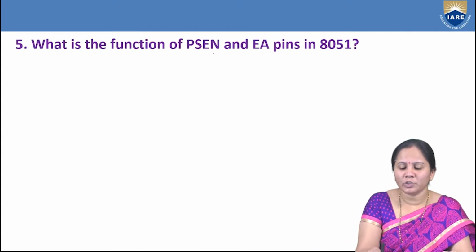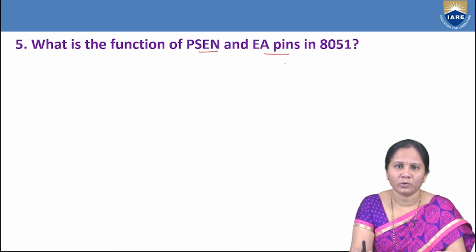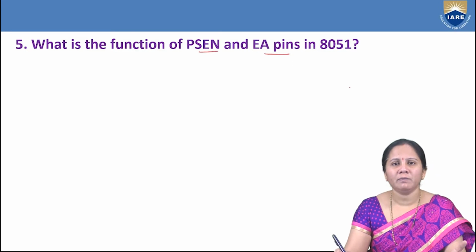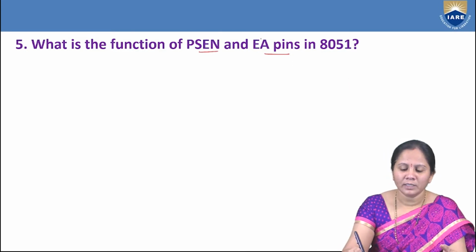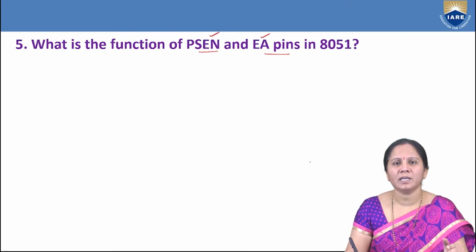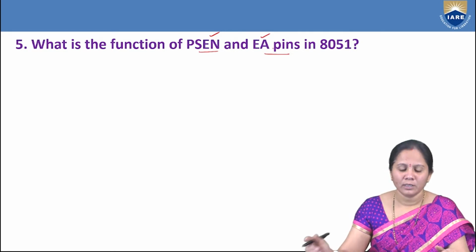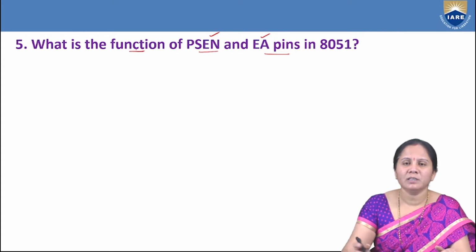Next, what is the function of PSEN and EA pins in the 8051 microcontroller? So the 8051 microcontroller is a 40-pin IC. Among that, EA and PSEN are the 2 pins. PSEN stands for Program Store Enable and EA stands for External Access. So what is the function of these 2 pins?